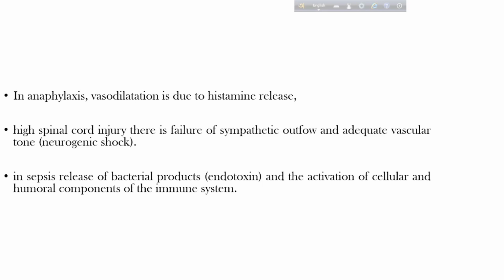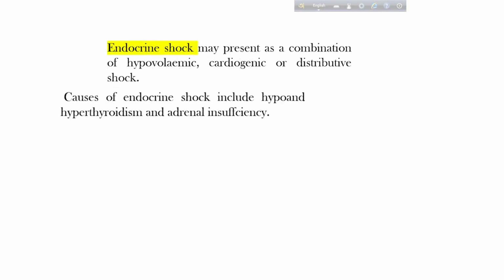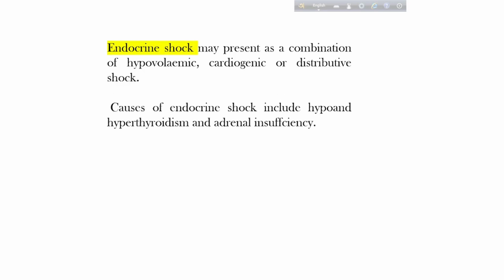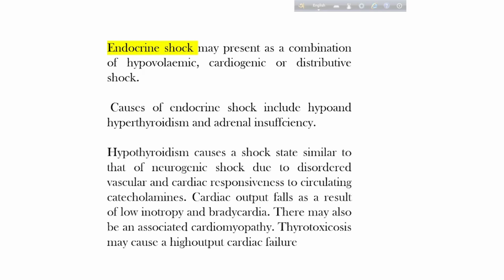Then endocrine shock may present as a combination of hypovolemic, cardiogenic, and distributive shock. Causes of endocrine shock include hyperthyroidism and adrenal insufficiency. Hypothyroidism causes a shock state similar to that of neurogenic shock due to disordered vascular and cardiac responsiveness to circulating catecholamines.